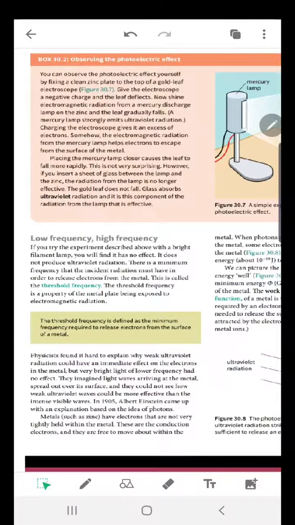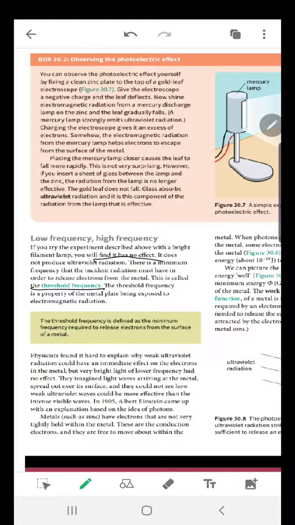Okay? If you try the experiment described above with a bright filament lamp, you'll find that it will not have any effect. A normal bright filament lamp, not a UV lamp. It does not produce UV radiation. There is a minimum frequency that the incident radiation must have in order to release the electrons from the metal, and this is what we call the threshold frequency. The minimum frequency you need for your electron to get excited and escape from that particular metal.